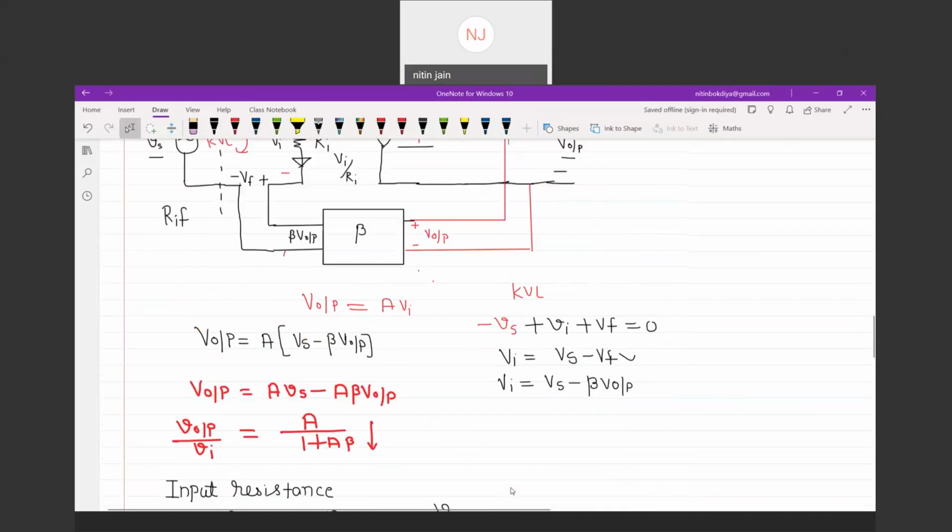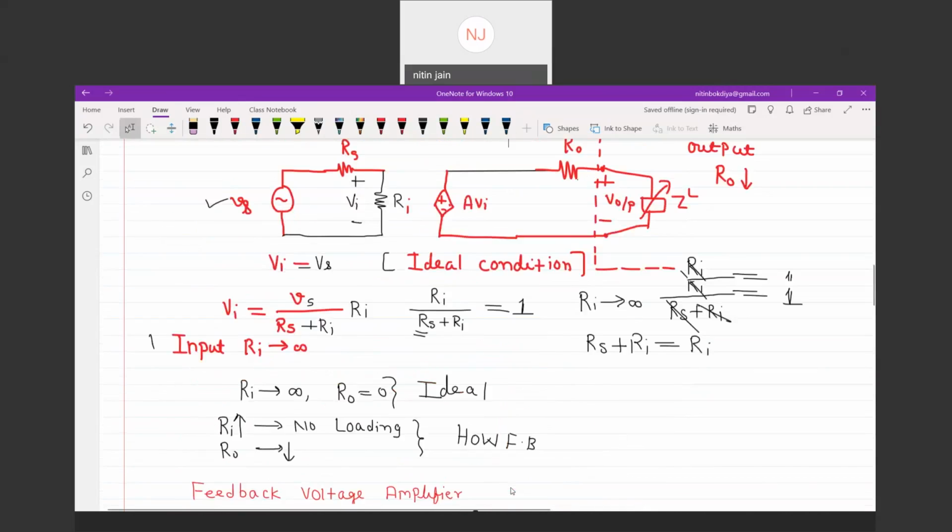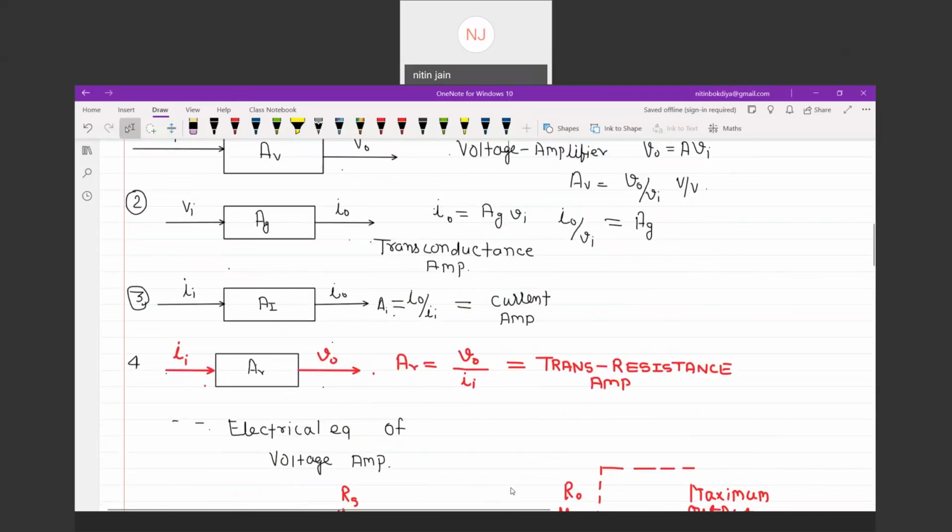Now let's take the next topology. The next topology is what? Voltage input, current output. So let's draw this.